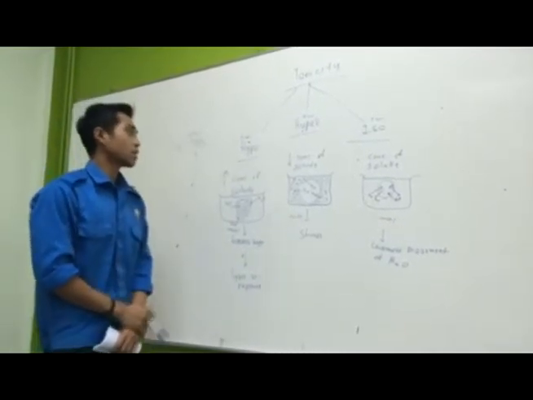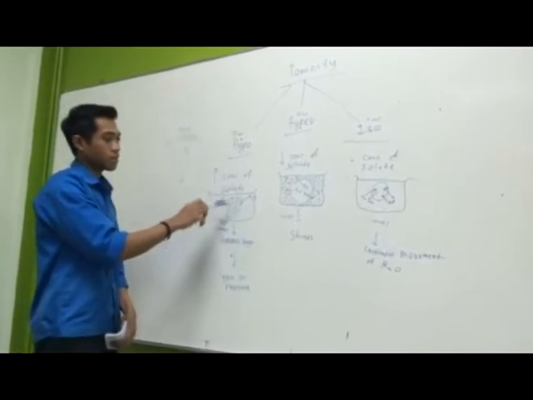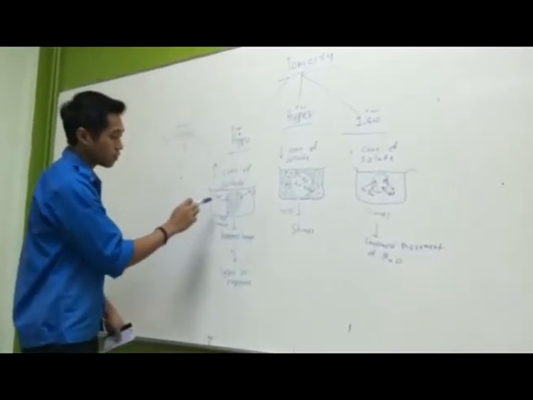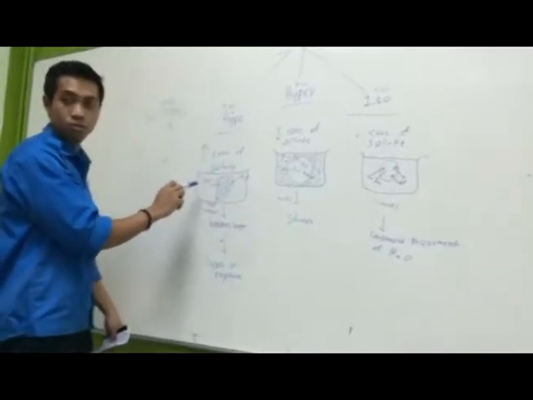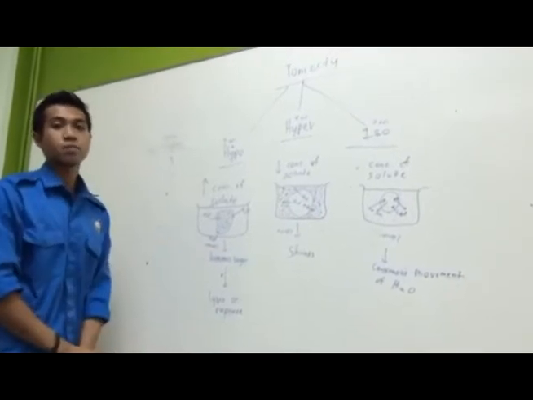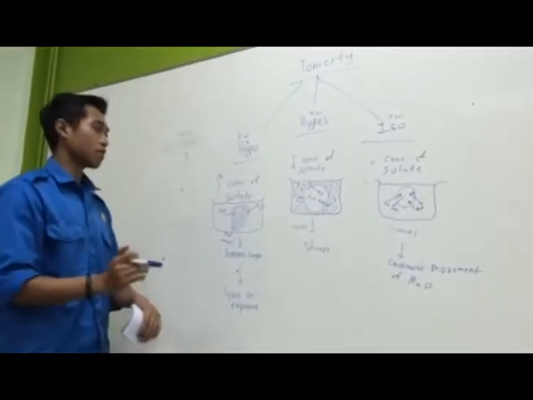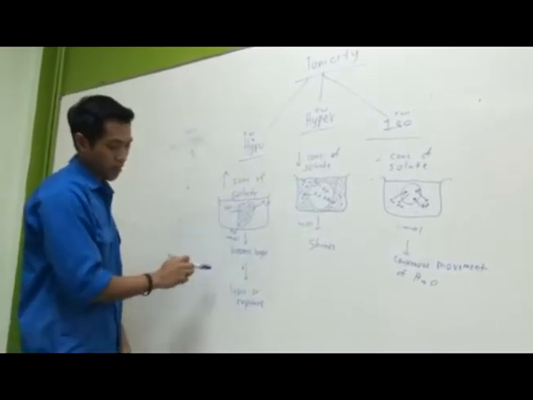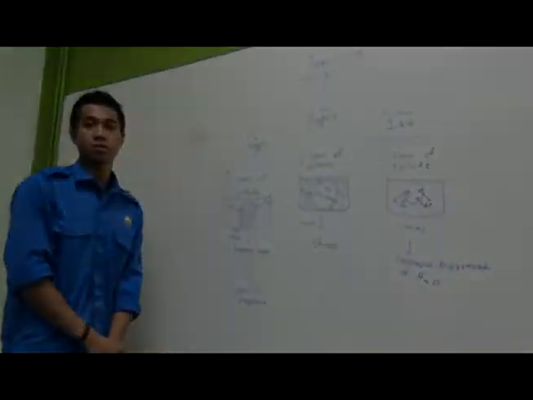For hypotonic, the concentration of solute inside of the cell is higher than outside of the cell. Therefore, the water molecules go inside of the cell. As a result, the cell becomes larger. If the water molecules continuously move into the cell, it may cause lysis or rupture.